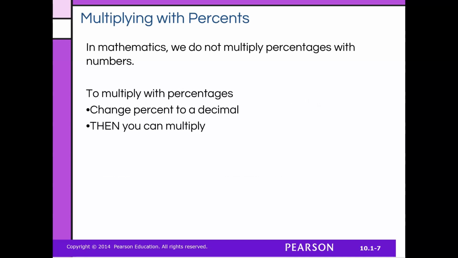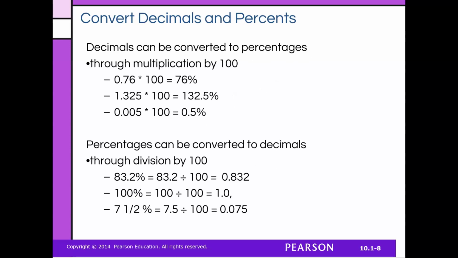In mathematics, we do not multiply percentages with numbers. So we would never actually take 20% and times it by anything. We would never do that. We would actually change that percent to a decimal and then multiply, or a fraction. Remember that that's the same as 20 over 100. We can multiply that. Or if we have a percent, we can move the decimal this way and it becomes 0.20. So we're going to go into that a little bit more.